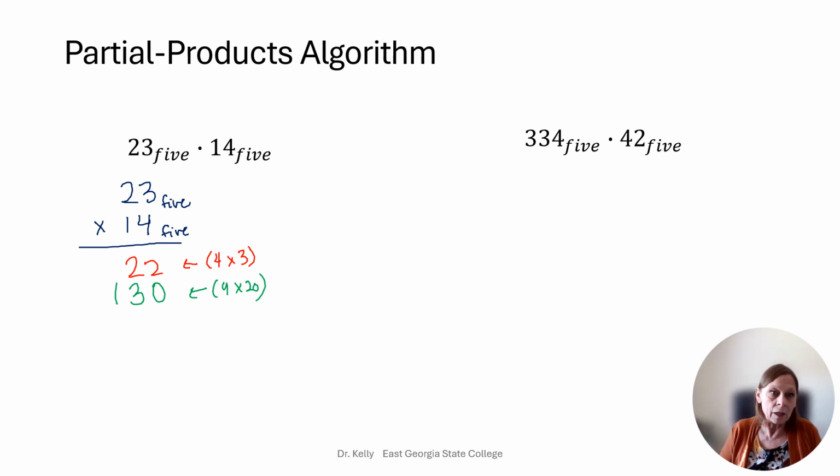And now we're going to pick up with the 10. All right, just like we did before. So this one is going to be 10 times 3 is 30, so that's going to be the 10 times the 3. And then finally, our last one is going to be the 10 times the 20. And that's going to give us 200.